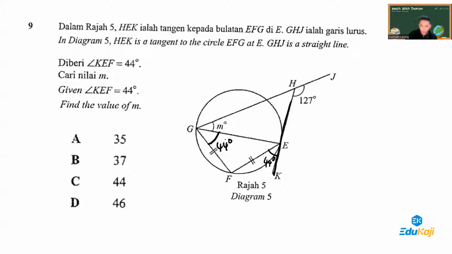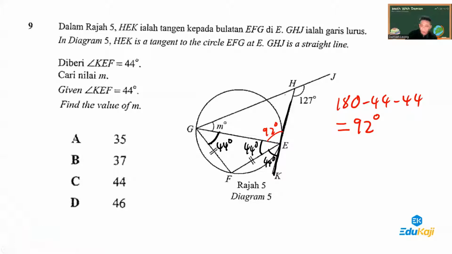Isosceles triangle, if here is 44, this side will also be 44 degrees. So HEK is a tangent line, means it's a straight line. So since it's a straight line, I will be able to find this angle. I can take 180 minus 44 minus 44, which is 92 degrees.